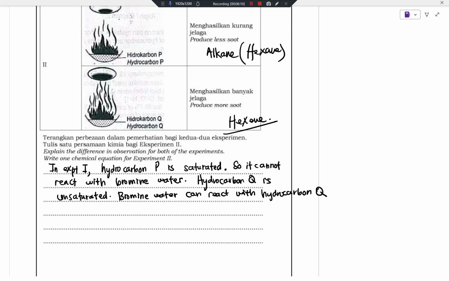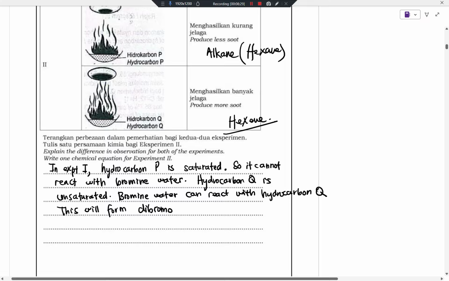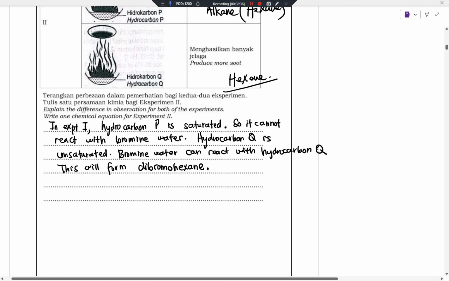Okay, and then you can tell this will form dibromohexane. Okay, in experiment 2 you can actually do the calculation also, but let's start with experiment 2.